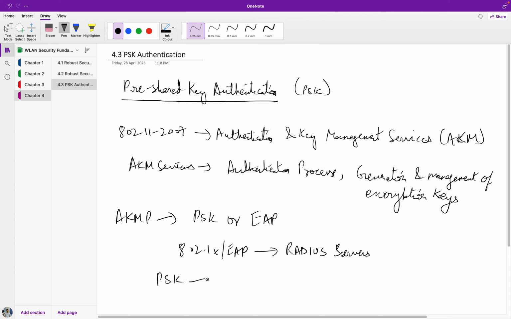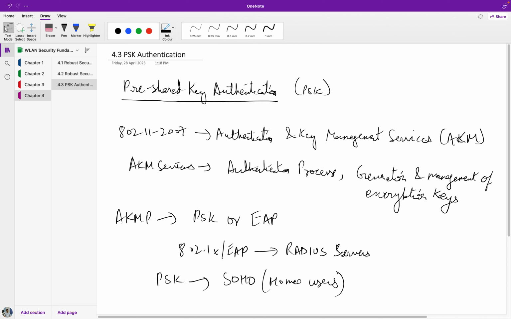Hence PSK is a slightly simpler to configure authentication and is used in small office, home office, like home users, people who don't have knowledge about RADIUS server and authentication. Therefore, the security used in SOHO environments is PSK authentication. We anyway discussed that also.